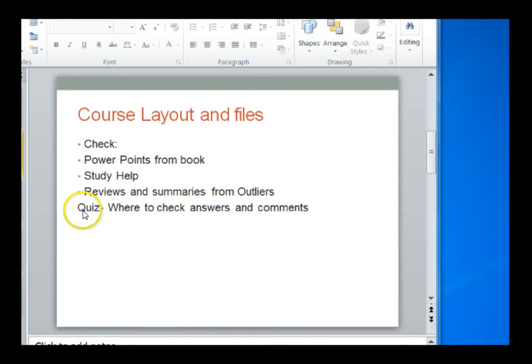Now the quiz itself, you can click on the quiz and then click where it says comments, and you'll be able to see if I've made any comments there or not. Most of this quiz required long answers, so I will be making some comments there.